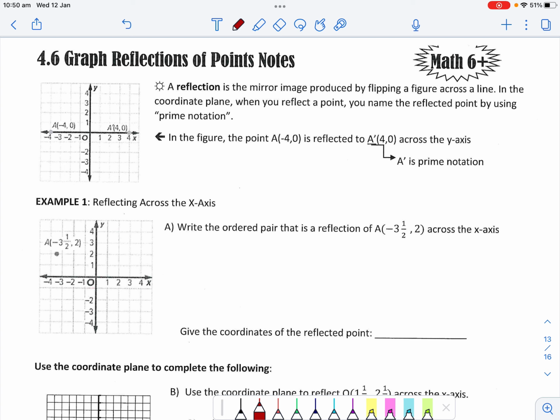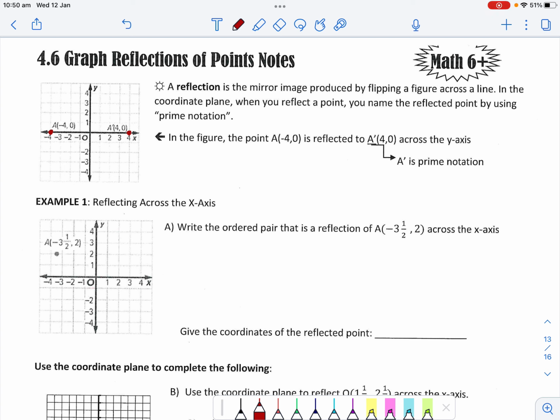So a lot of times the line is going to be the x or the y axis, but it can be other lines on the graph. In the coordinate plane, when you reflect a point, you name the reflected point by using prime notation. So it says in the figure, the point -4, 0, so that's this point over here, is reflected to A prime 4, 0 across the y-axis. And this A prime with a little apostrophe on it, that's your prime notation.